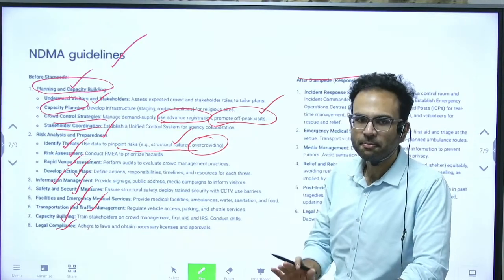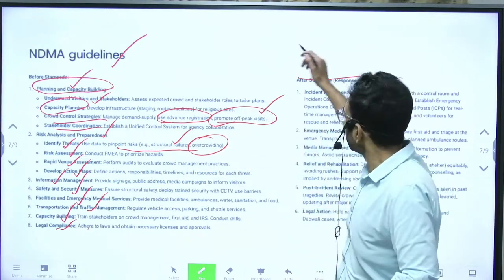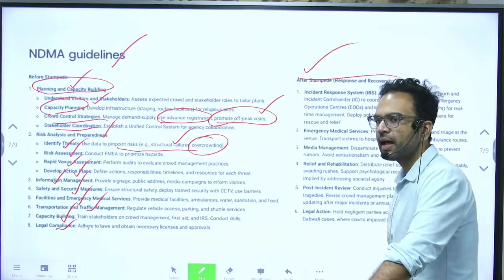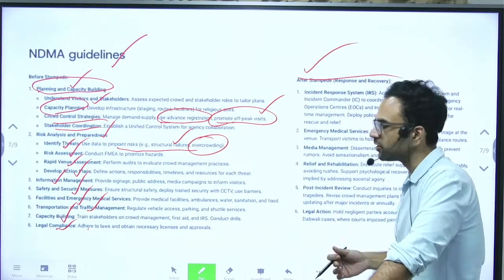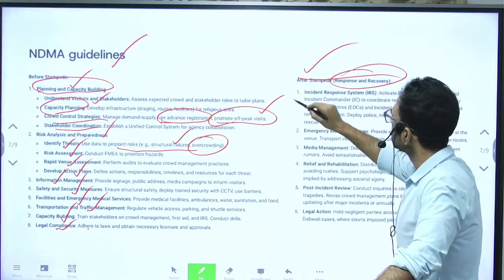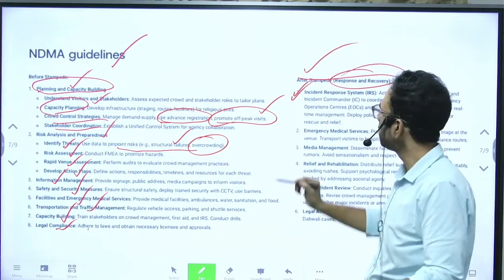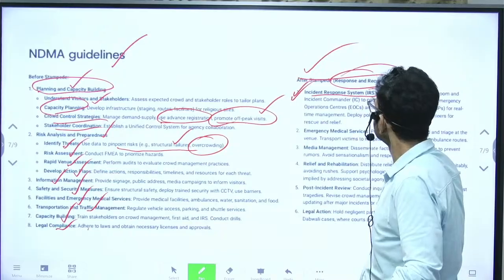Prevent and prepare rather than repent and repair. Okay, unfortunately a stampede happened. What should be the immediate response? Response and recovery. Firstly, you need to have something called an incident response system.